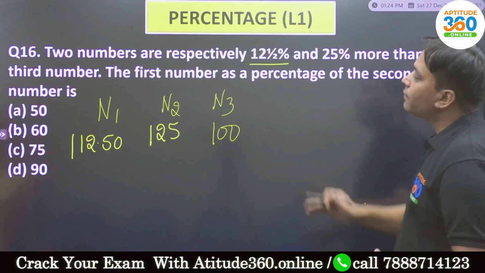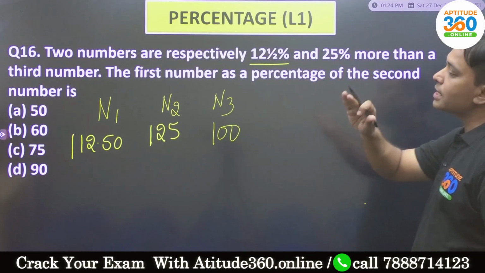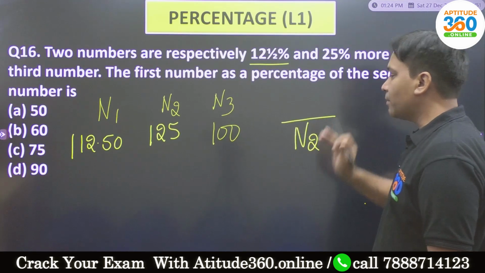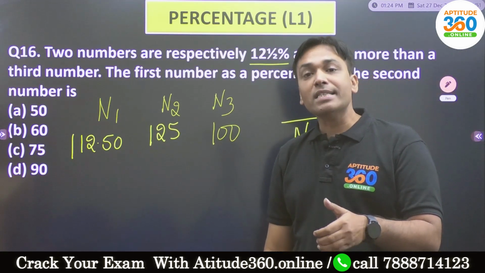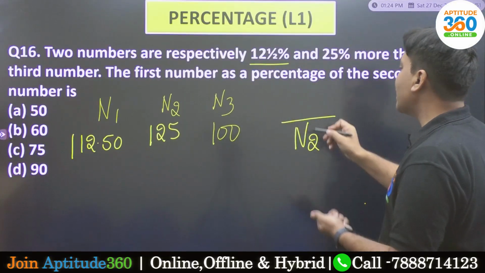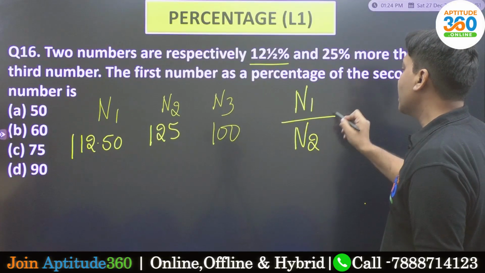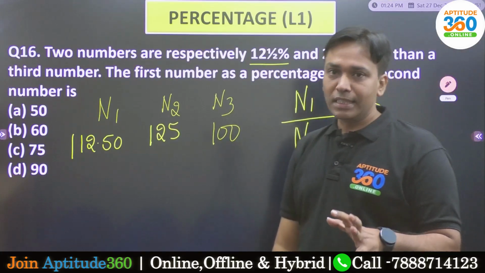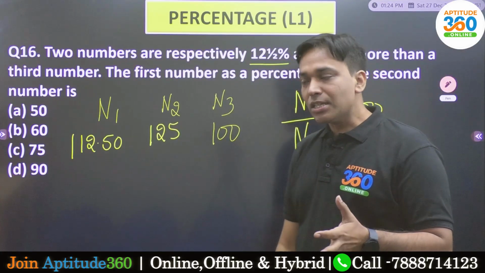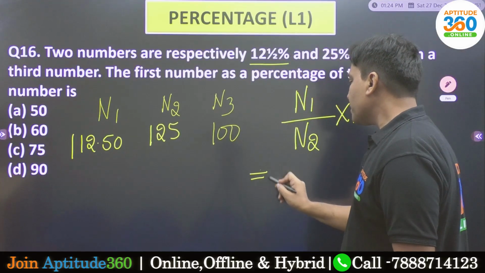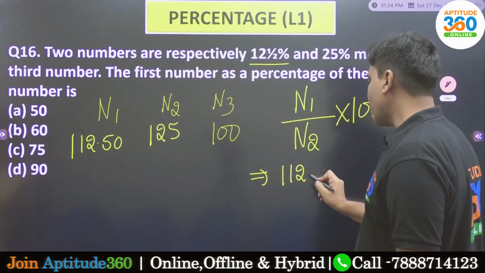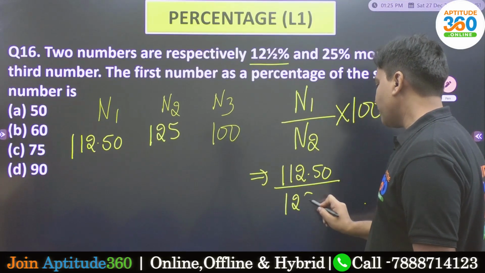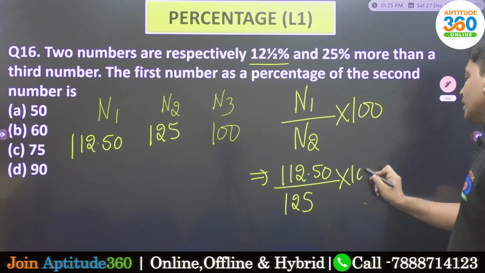Now the problem is the first number as a percentage of the second number. So in the denominator you should have the second number, because the comparison will be with the second number. The first number is the value being compared, and you have to multiply this with 100 so that you get the percentage. Now if you simplify this, it is 112.50 over 125 into 100. That is what you should be doing, isn't it?